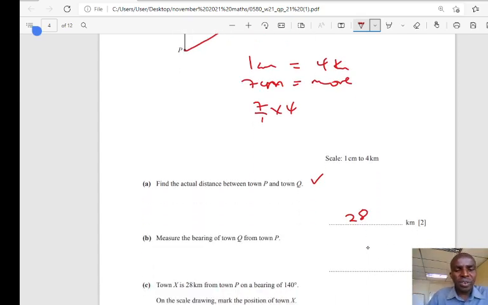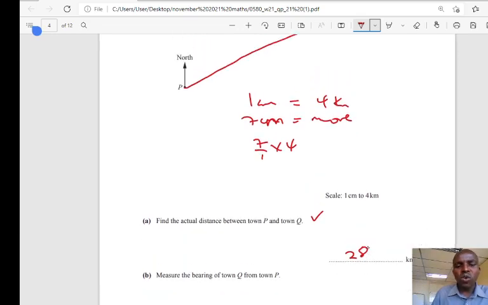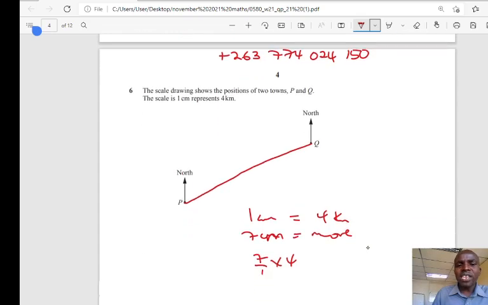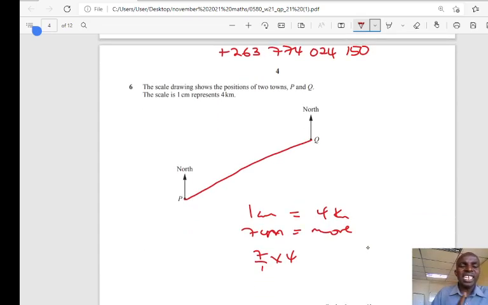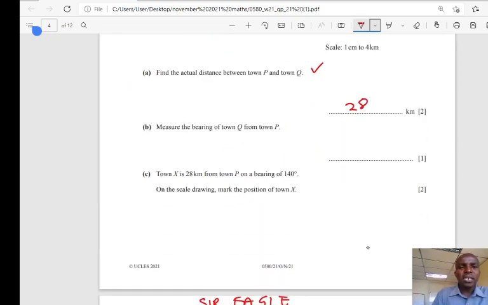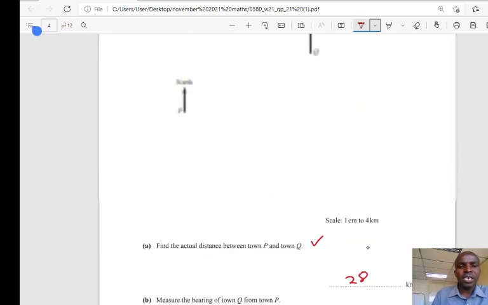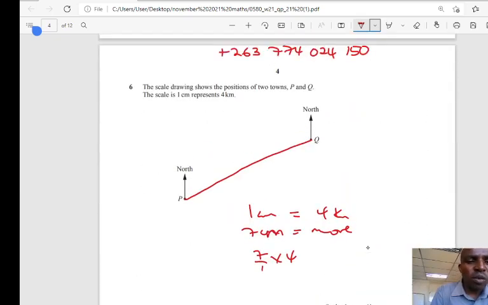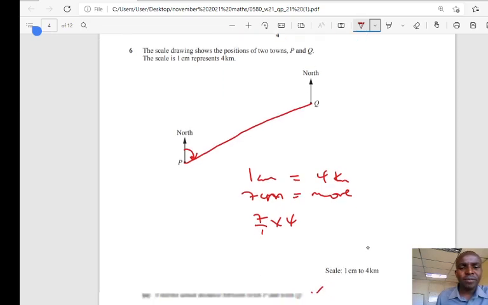Next question, part B. Measure the bearing of town Q from town P. Bearing is measured from the north at the from point in a clockwise direction. That's how we measure bearing. So the bearing of Q from P, from the north at point P, is this angle. You find your protractor, then you measure this bearing. Then done. You measure this angle, done.